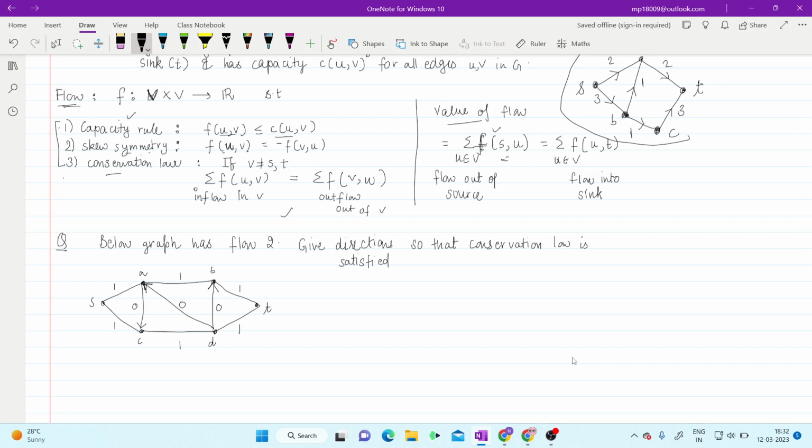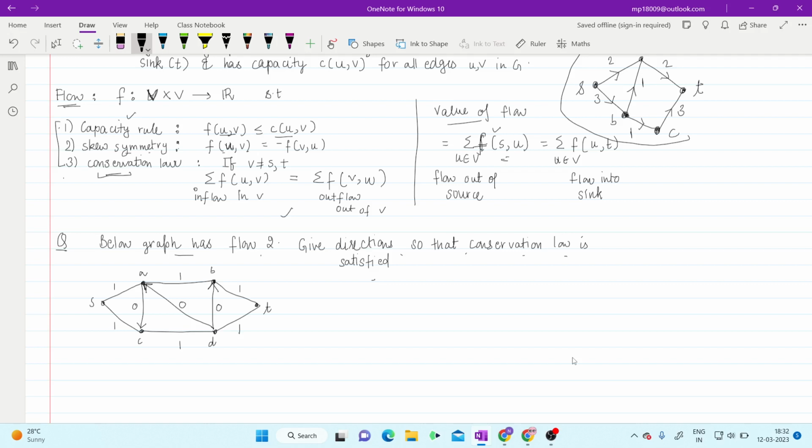So we know that the below graph has flow 2. Now we have to give directions so that the conservation law is satisfied. What is the conservation law? The conservation law is basically that the total amount of inflow into some vertex V should be equal to the total amount of outflow.